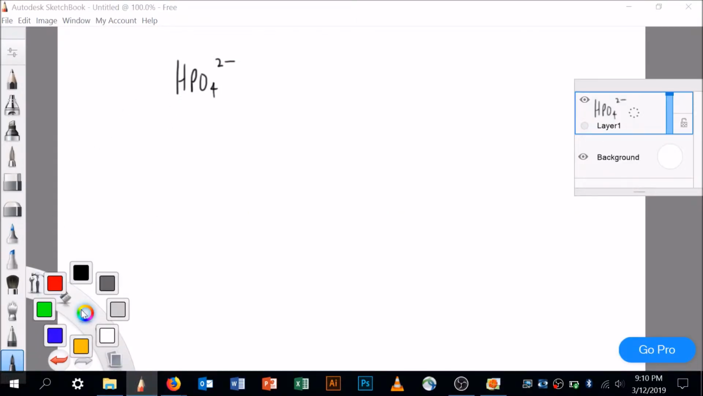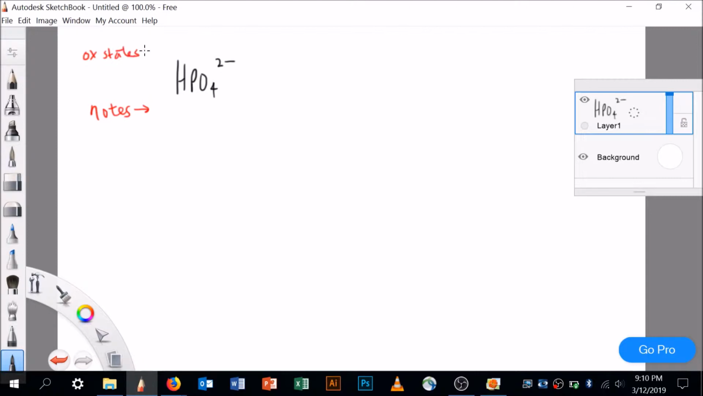So we know, I'm going to go to red. And by the way, when I'm doing this, I will use a different color if possible, and I'll put my oxidation states up here and all my notes down here. Notes. And oxidation states up here. It doesn't matter where you put them, but always put them in the same place, all right? So I'm always going to put mine here.